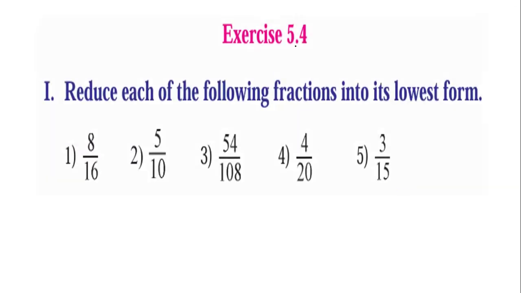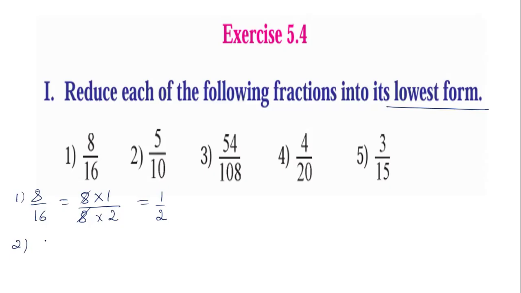See, exercise 5.4. Reduce each of the following fractions into its lowest form. First one, 8 by 16. Both numerator and denominator contain 8. Therefore, 8 can be written as 8 ones are 8 into 1, 16 can be written as 8 twos are 16. This 8 gets cancelled. 1 by 2 is the answer.